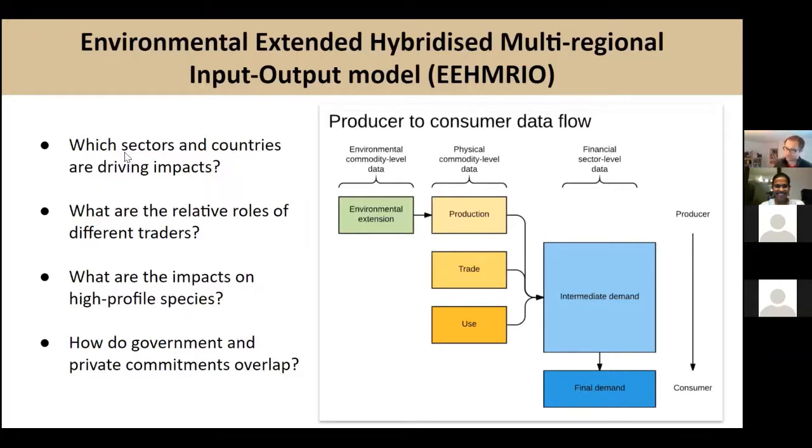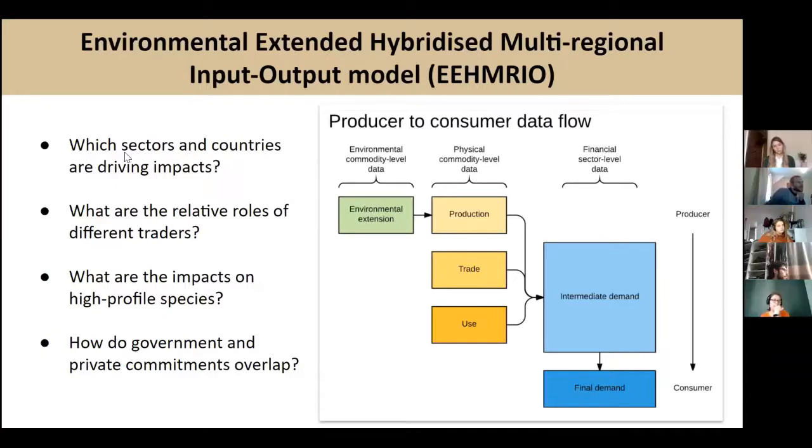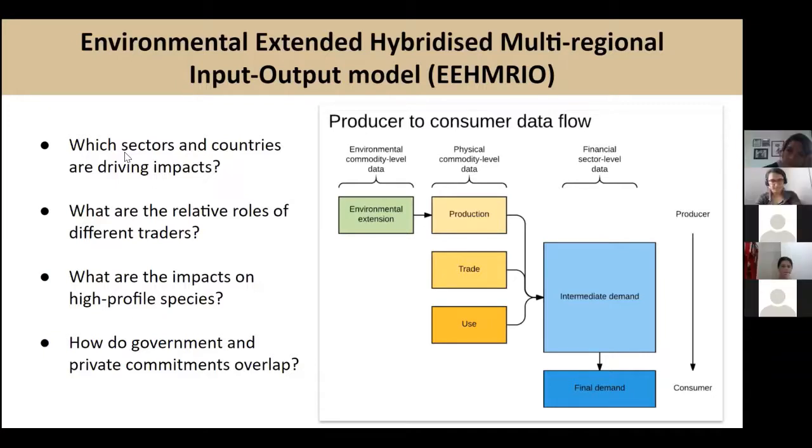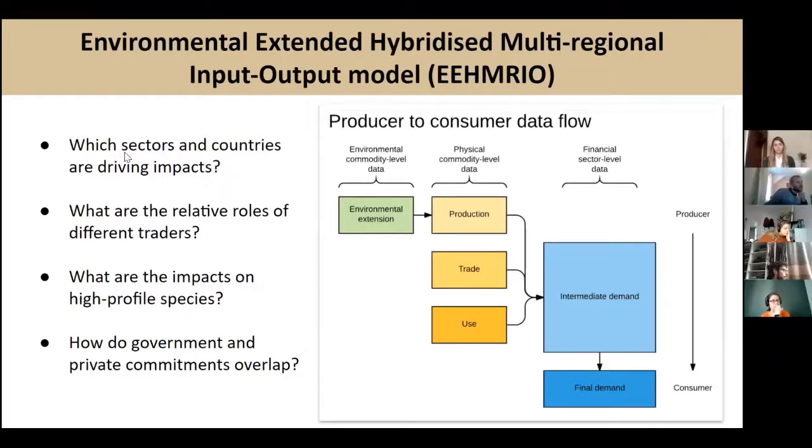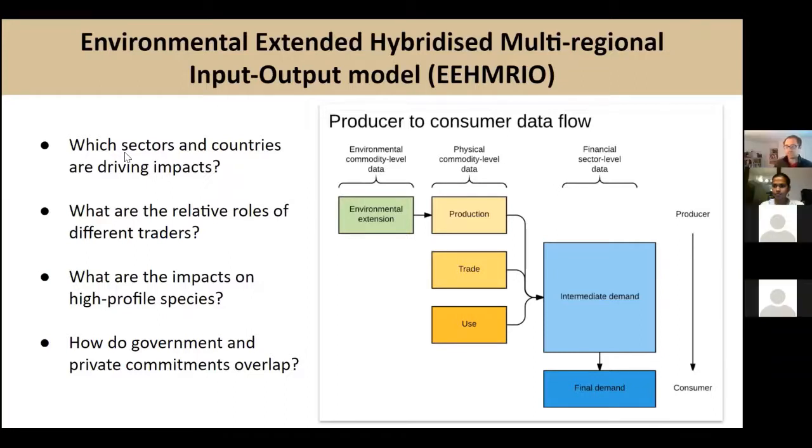Why do we do this? The first thing is that it allows us to answer some quite interesting questions, we think, and it gives us a really good picture of the system. It tells us which sectors and countries are driving the impacts. It tells us what the relative roles are of different traders within that system. With the environmental extension, we can find out what the impacts are on high profile species, and we can do that for different traders, and for different countries. And we can also start to think about how the commitments made by governments or private companies overlap.